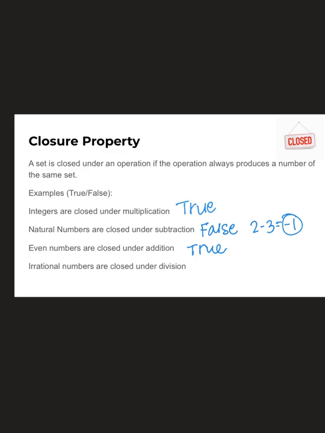And last, irrational numbers are closed under division. Now this one you might think, how am I supposed to know? I don't even know that many irrational numbers. Let's talk about the one that we do know. This is false, by the way. We know that pi is an irrational number. If we take pi divided by pi, we get 1. And 1 is a natural number. So this is not closed under division.